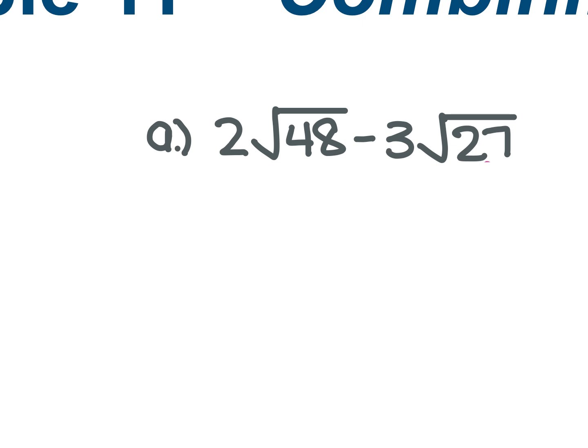Let's look at A. We don't have the same radical, so we can't combine them right off the bat, but let's simplify and see if we can combine them. So let's break down each radical. What are 2 factors of 48? 8 and 6. Or you could say 4 and 12. Whatever 2 numbers you come up with, it'll break down to be the same thing.